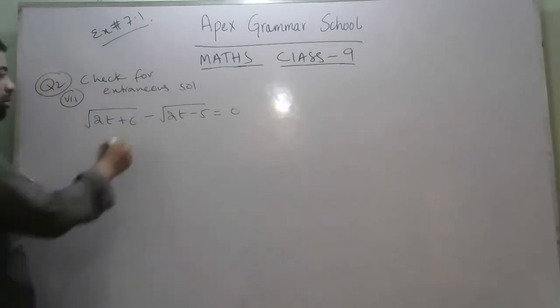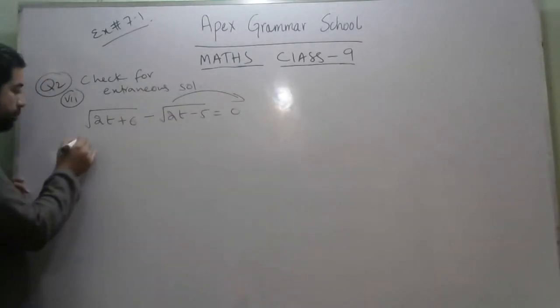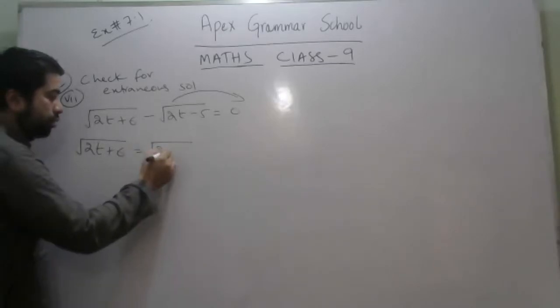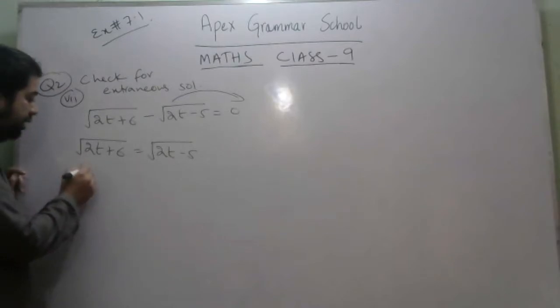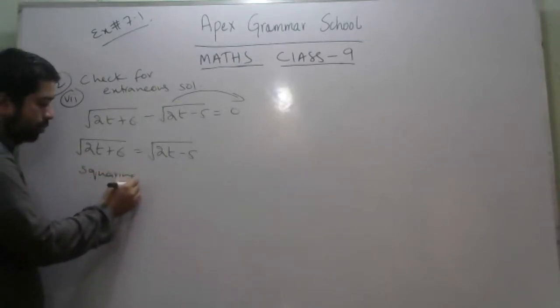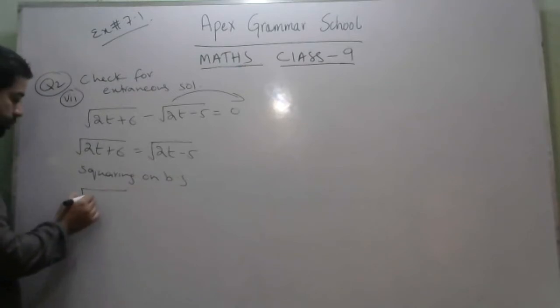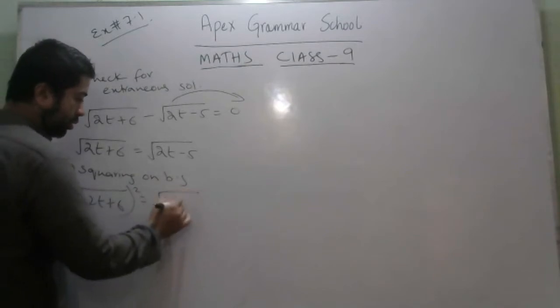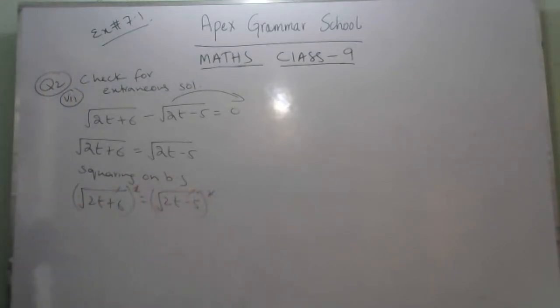So for the solution, move this negative part towards the right hand side, so it is equal to the square root. And then squaring on both sides. After applying the square on both sides, we will remove these square roots. The square cancels with this square root, and again for here. Now you are left with 2t plus 6.